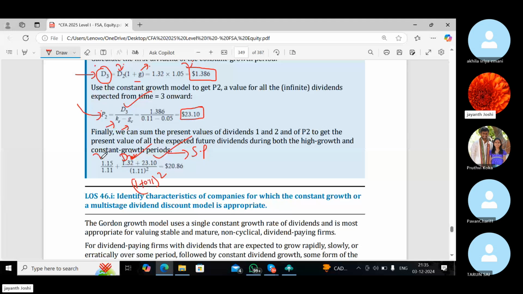Sir, the screen is not visible. Sorry, the screen is now not visible again. Everyone is facing the same problem. No, sir. Now it's visible on the screen.